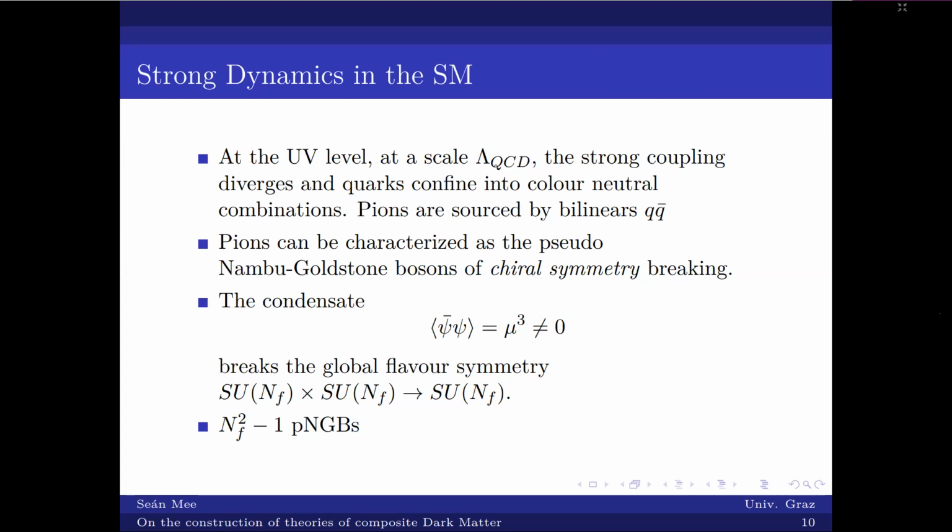But this is spontaneously broken by the quark condensate, and also explicitly broken by quark masses. That's why we call them pseudo Nambu-Goldstones, because they're not exact massless Goldstones. They have a mass, which we can see as perturbations due to the quark masses. After the symmetry breaking, we end up with N_F squared minus 1 PNGBs, which is just the dimension of this group.